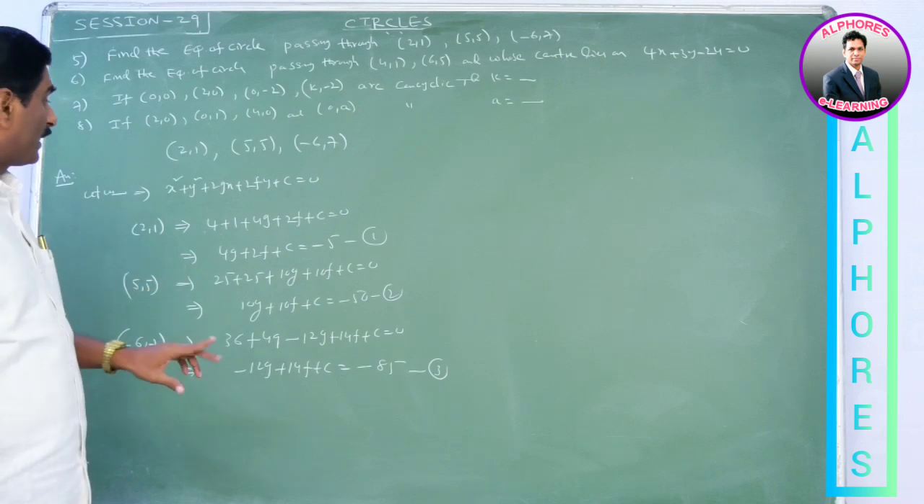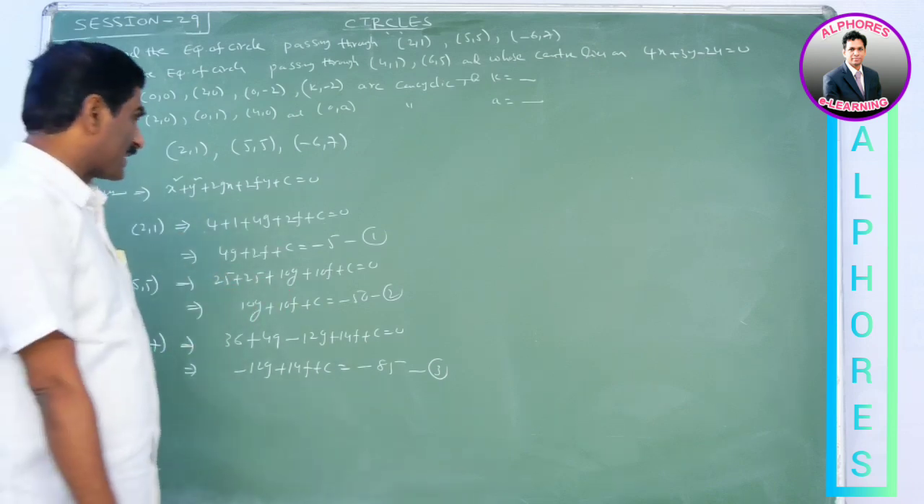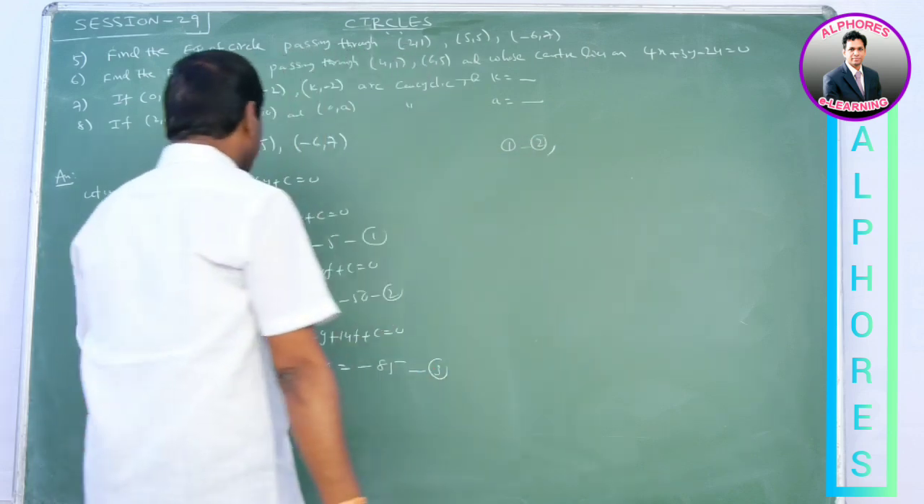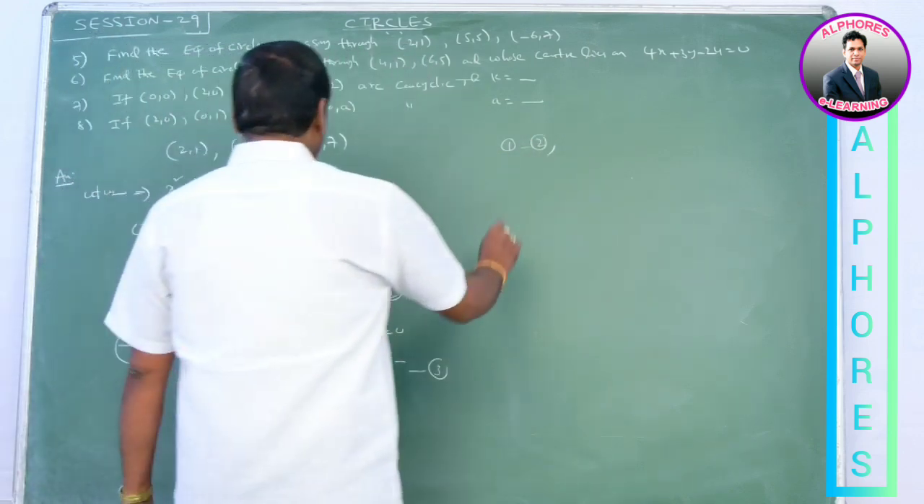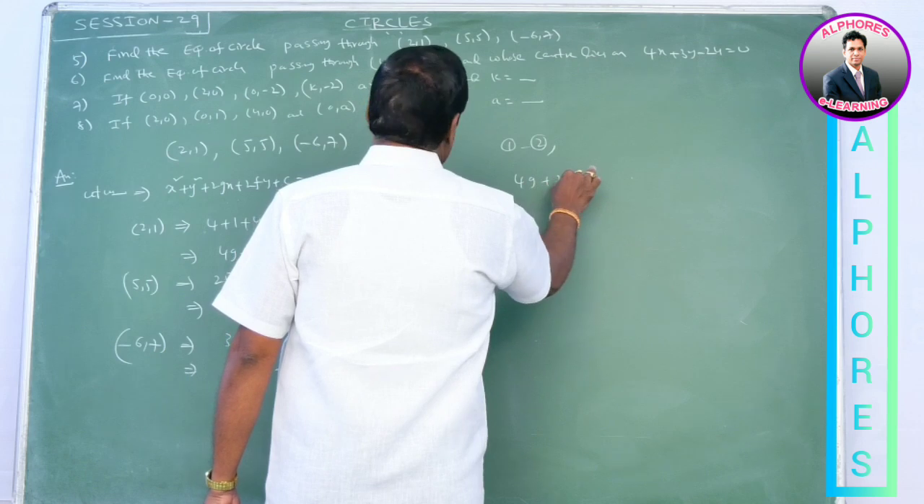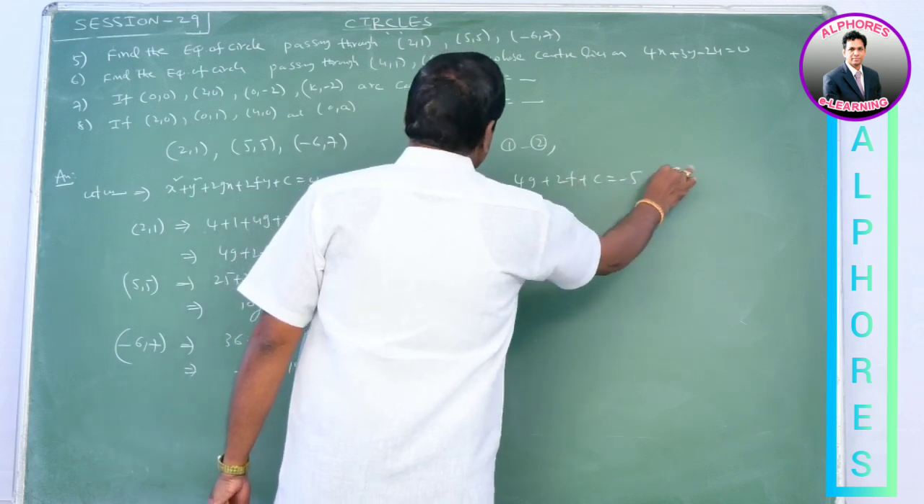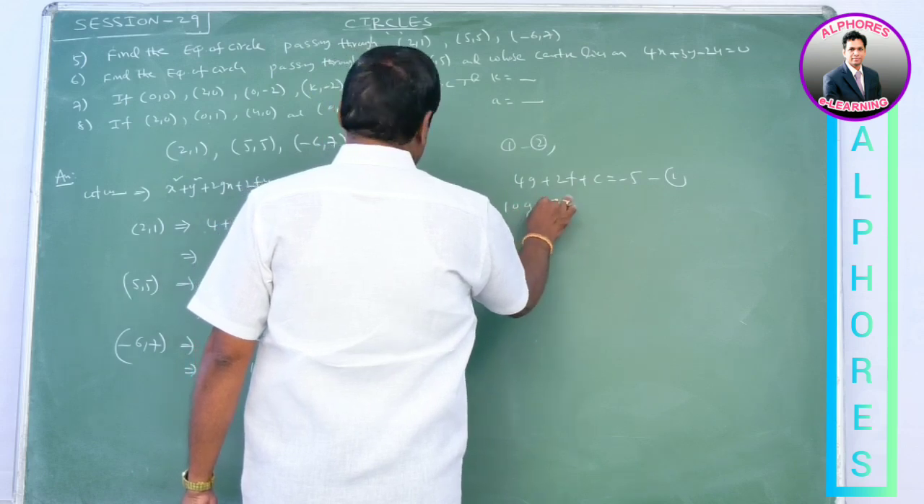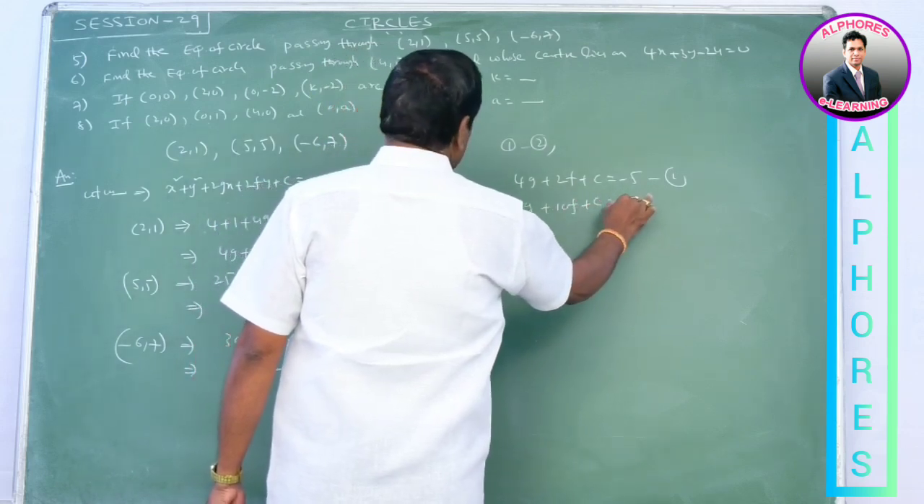First, we eliminate c from 1 and 2. To eliminate c from 1 and 2, subtract 1 and 2. First equation is 4g plus 2f plus c is equal to minus 5. Second equation is 10g plus 10f plus c is equal to minus 50.